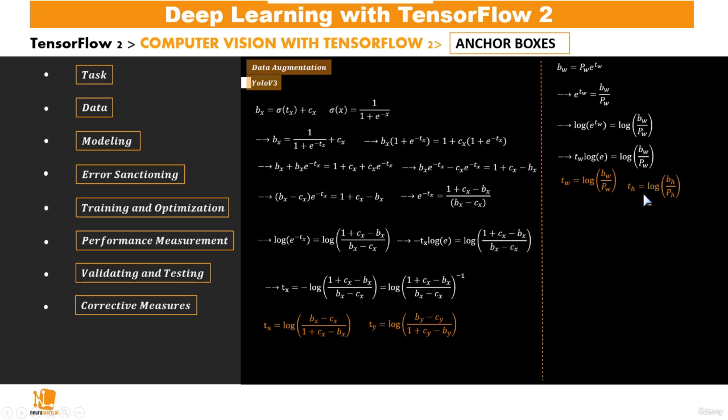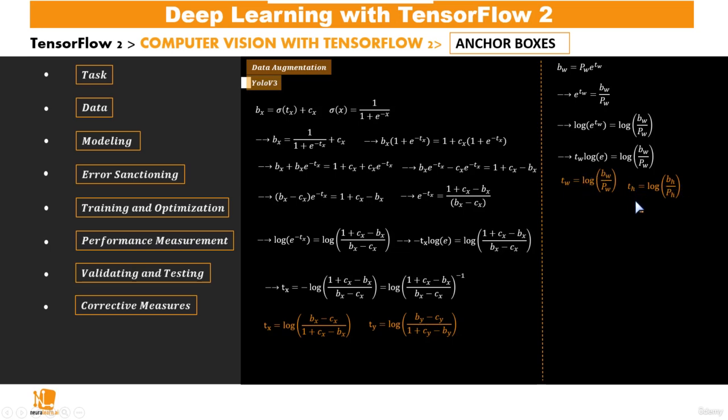And then we have TH, which is equal to the log of BH divided by PH, which is gotten by doing the same calculations. So once we have this, it tells us that once we have a given prediction where we have the width, we simply divide it by the anchor box, find its log, and then this TW now represents the width output level our model is trying to predict, and this will represent the output level for the height. So our model doesn't predict the BW or the BH again, but it now predicts TW and TH.